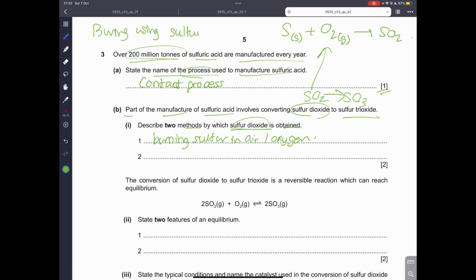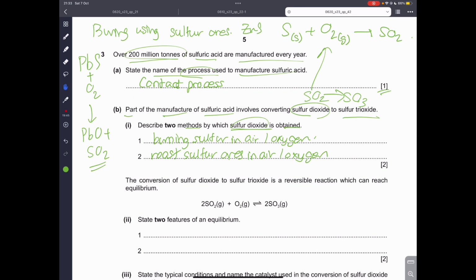So these sulfur ores could be ZnS, right? It could be PbS. If you heat them with air, it's going to form PbO oxide and sulfur dioxide. So we can roast sulfur ores in air, or you can say with oxygen. And both of these methods are going to produce sulfur dioxide.